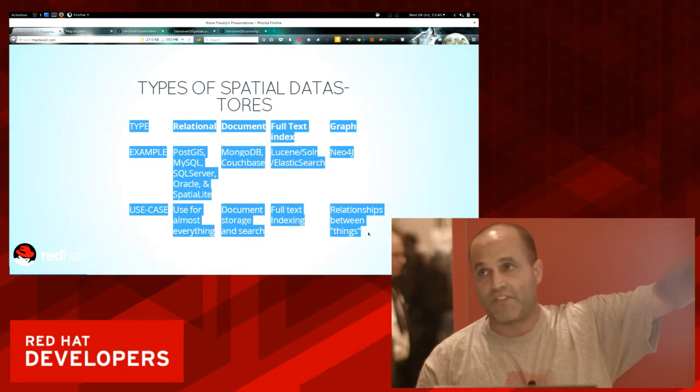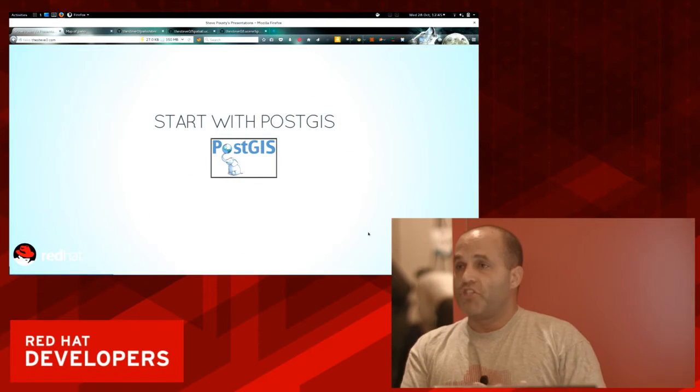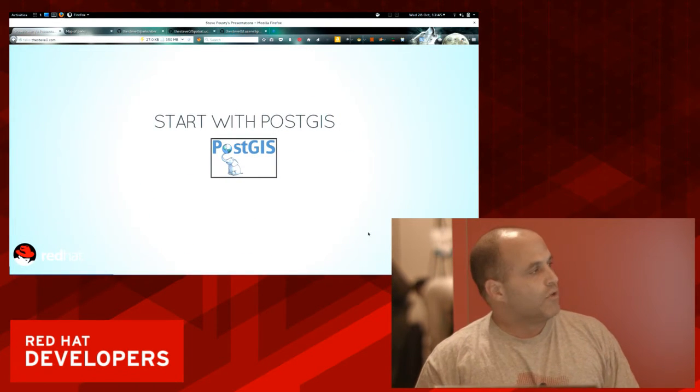But basically, to walk down the county, the zip code, all that quickly. So let's start with PostGIS. This is the relational one.